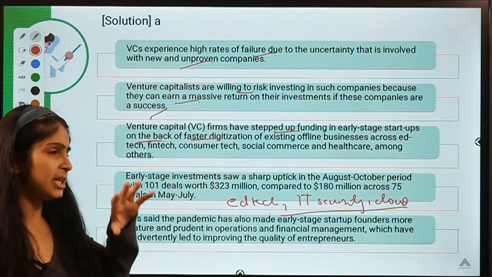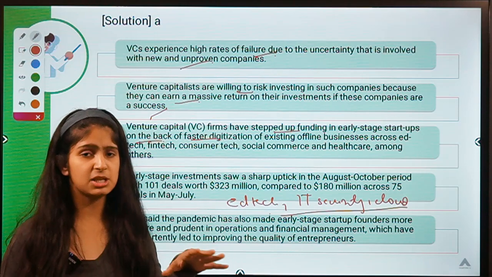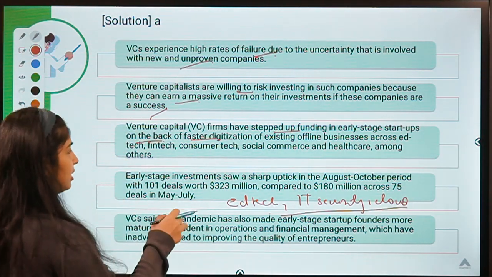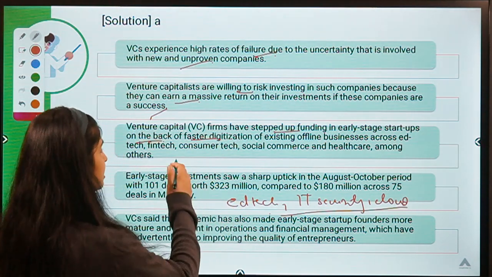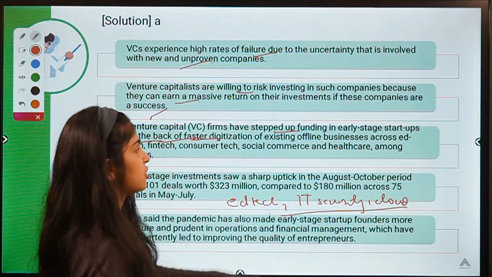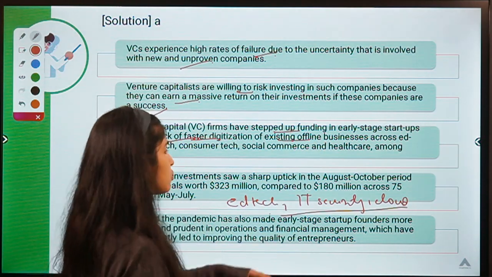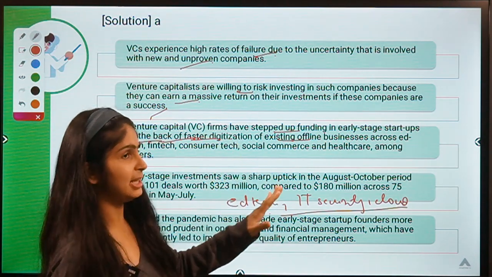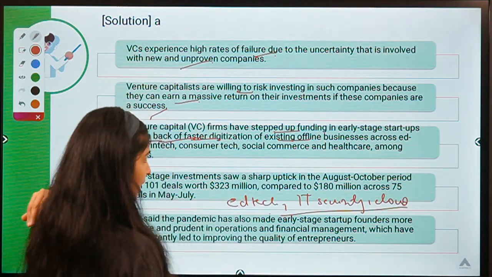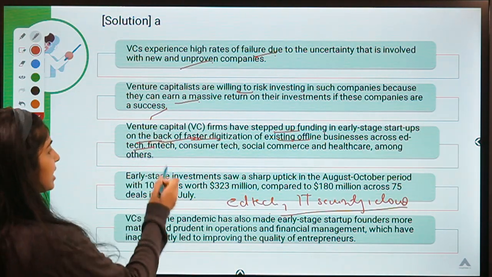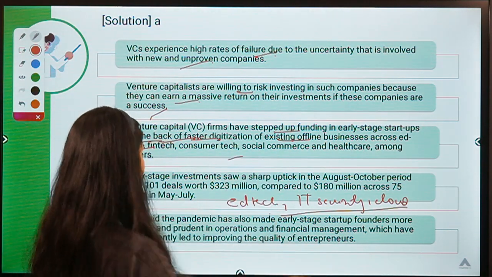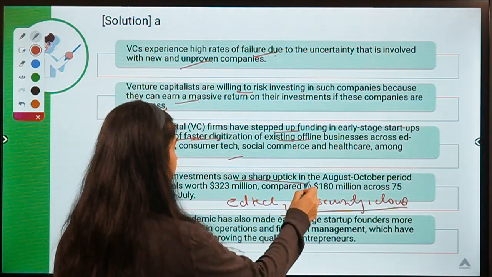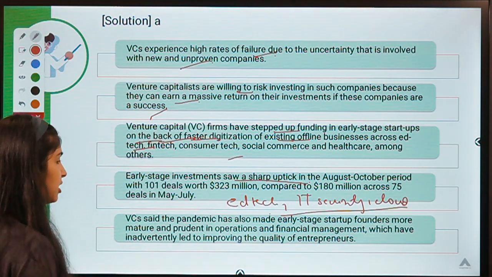So taking advantage of this huge digitization boom, these VCs are putting their money into businesses. On the back of faster digitization of existing offline businesses, usually the industries which were traditionally offline, like education and healthcare, have also started to come up online. So businesses across fintech, edtech, consumer tech, and others, right? Early stage investment saw a sharp rise in the August to October period.